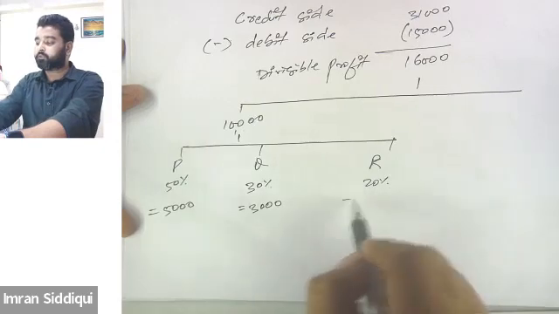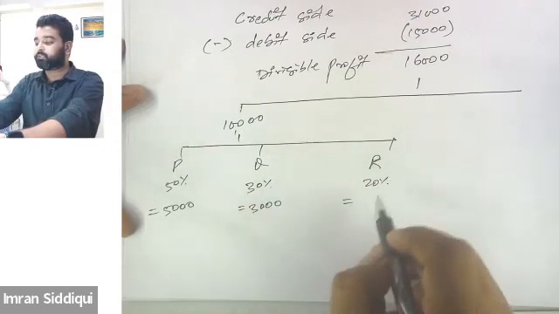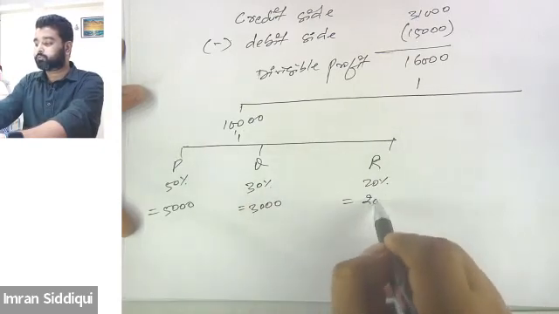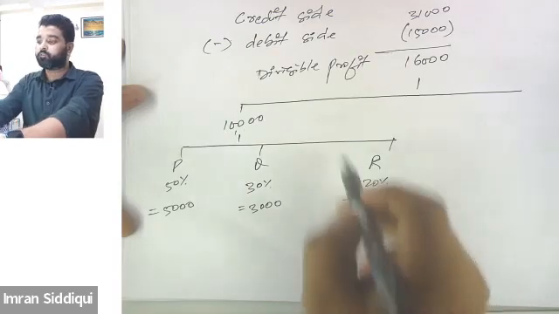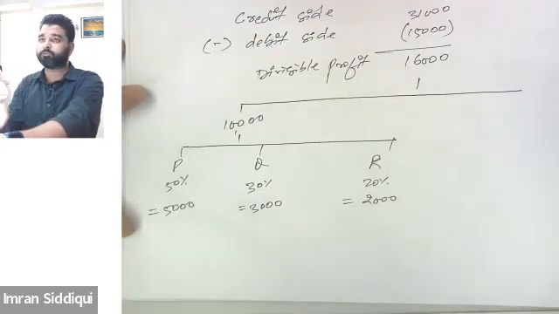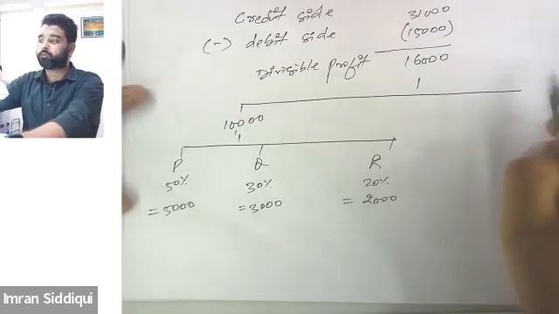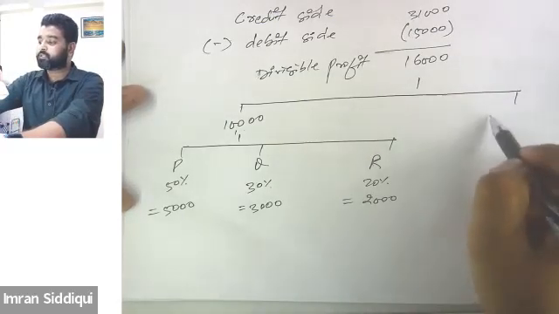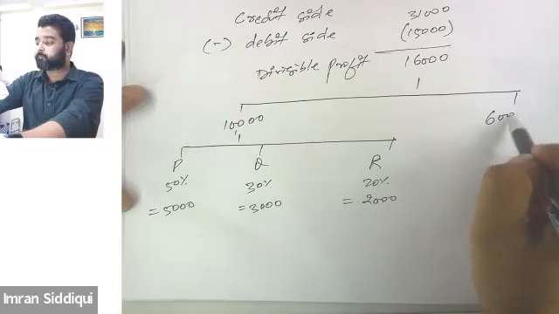And R's share will be 20% of the 10,000. It will be 2,000. This is how we will divide the first 10,000 of the divisible profit. Tell me how much is remaining out of the divisible profit. So 6,000 is still remaining.